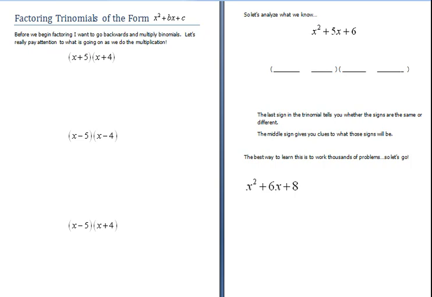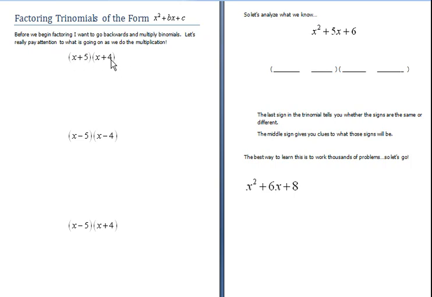If we have 3 terms, which is what we see here, anything in the form of x squared plus something x plus some number, then we're going to use what we call the trial and error method. Now before we get into that, I want us to do multiplication and kind of think about how we could get back to the factorization.